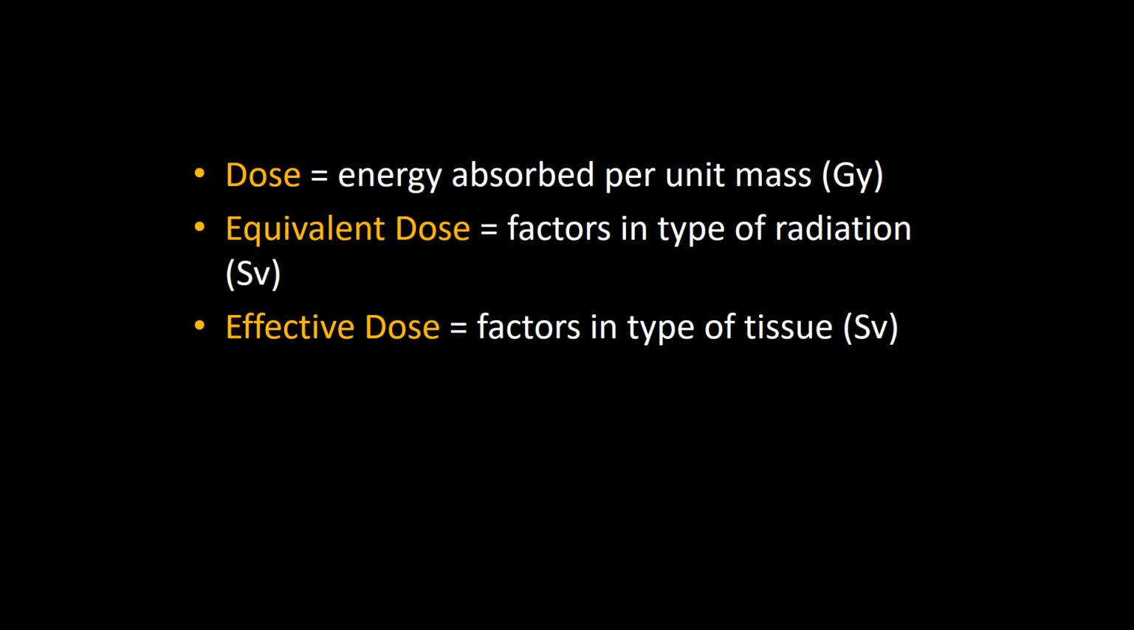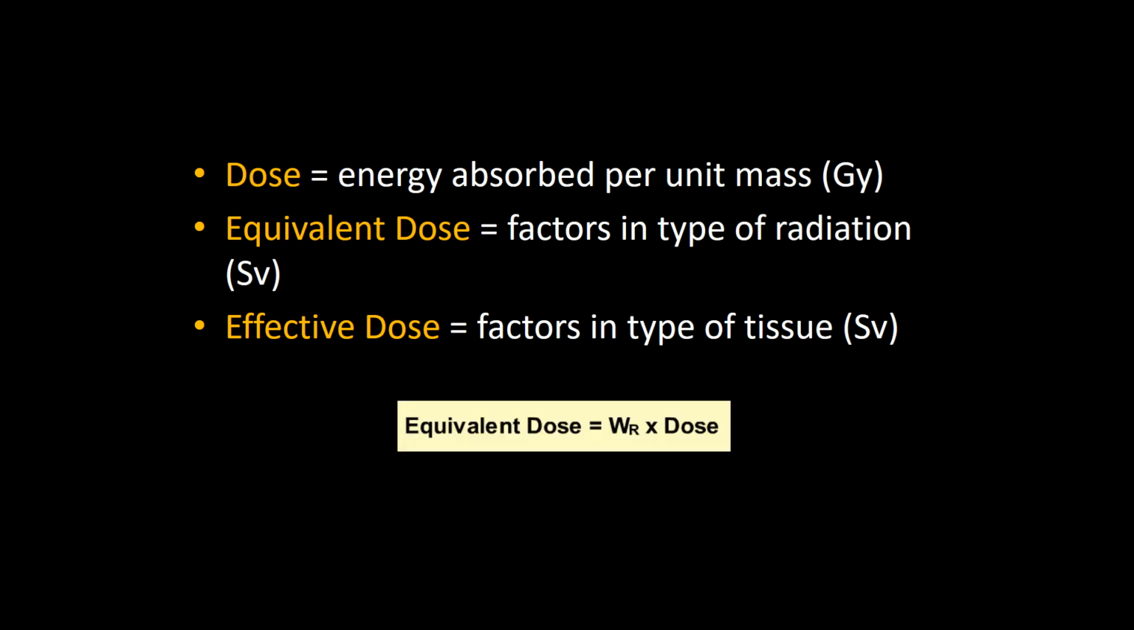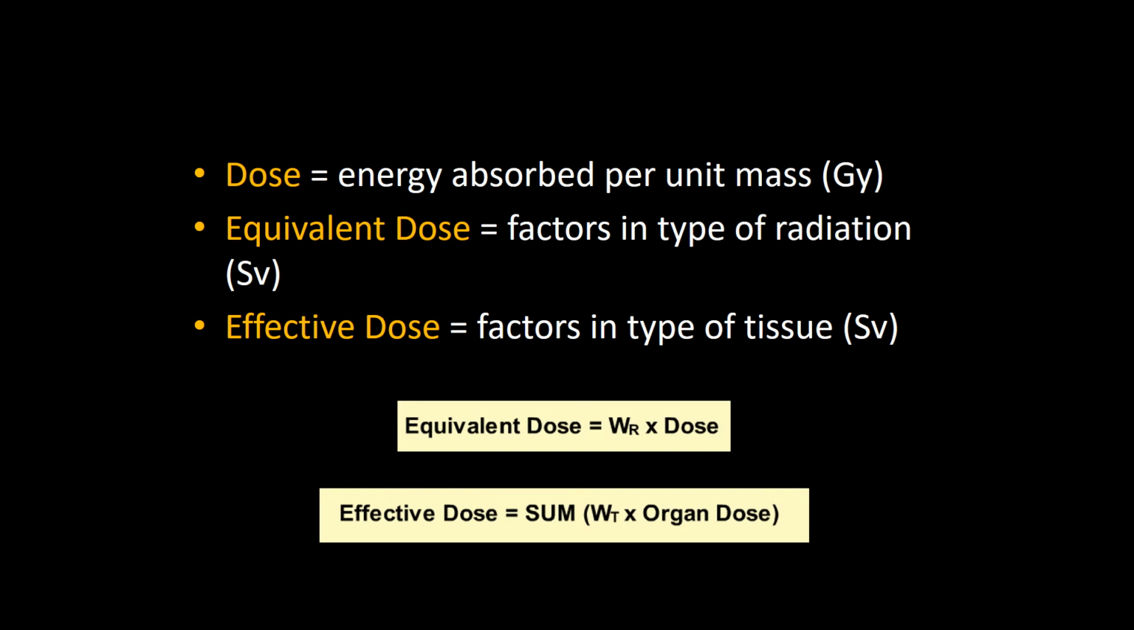All right, dose is the energy absorbed per unit mass, in gray. Equivalent dose factors in the type of radiation, and the unit changes to sievert. Effective dose factors in the type of tissue, also in sievert. To get the effective dose for a CT, you take your DLP, the dose length product generated from the scanner, and multiply it by a tissue weighting factor, which you can look up in tables on the internet. Equivalent dose equals the weighting factor times the dose. Effective dose is the sum of the organ dose times all those tissue factors.